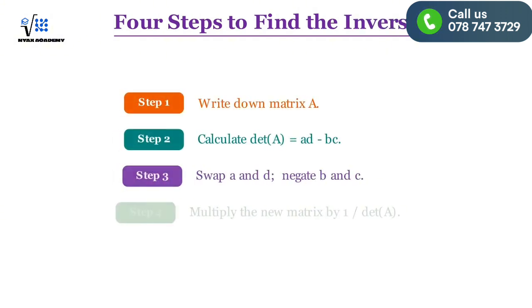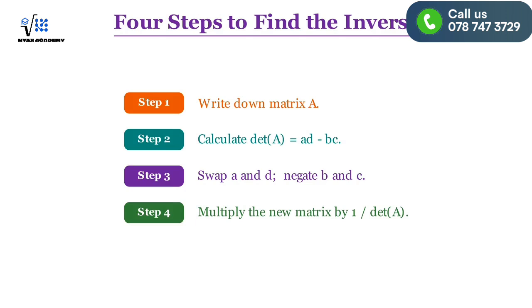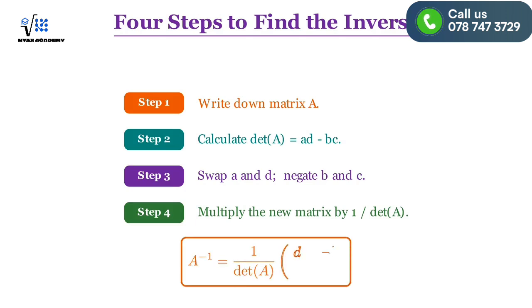So the four steps of finding the inverse of a matrix are: first, you write down your matrix A. The second step is you calculate the determinant using the formula AD minus BC. The third step will be to swap A and D and you negate B and C, meaning you attach negative signs. And the last step is to multiply your new matrix by 1 over the determinant.